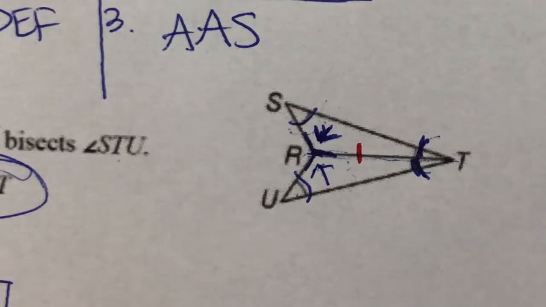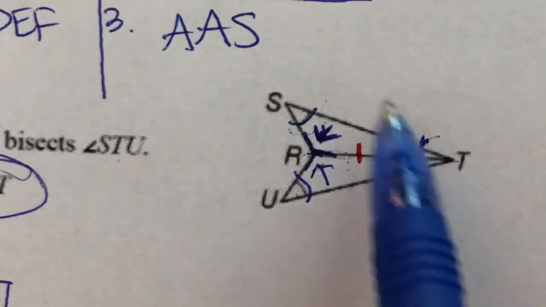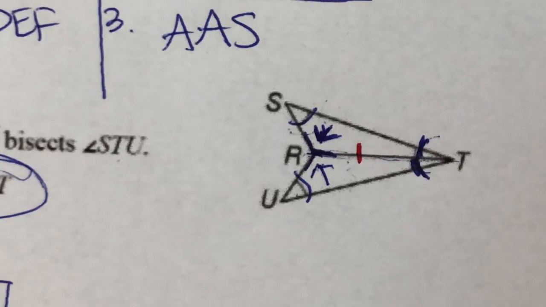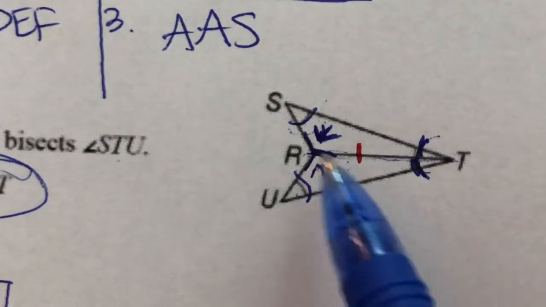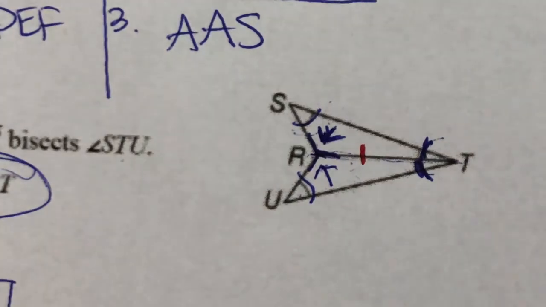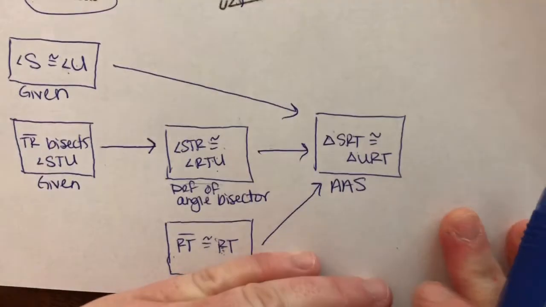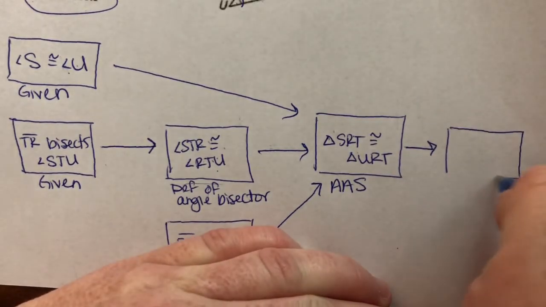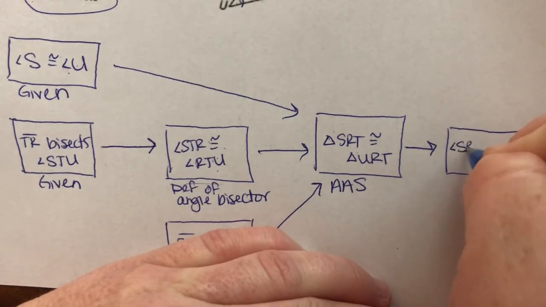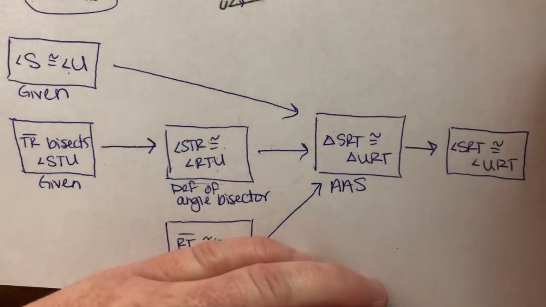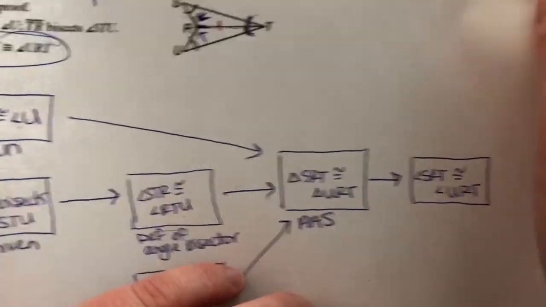But I did have enough information to prove that this entire triangle is congruent to this entire triangle. When triangles are congruent, that means all of their corresponding parts are congruent, right? So then naturally, this angle has to be congruent to this angle because they're corresponding angles in two different triangles. Okay, so backing up here, once I say that my triangles are congruent, based on that fact, I can come up with one more box here that says angle SRT is congruent to angle URT. And what's the reason? CPCTC.